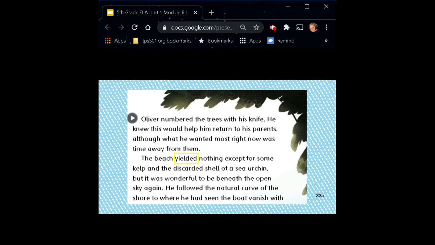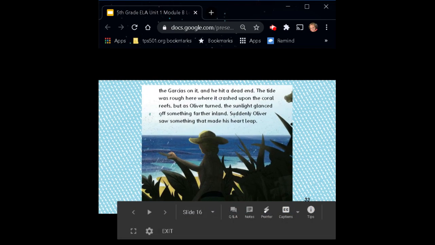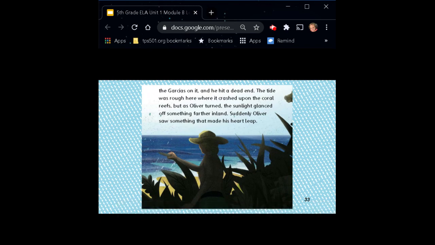That's right. Oliver had gone down to the beach for something. What was it? Although the text didn't tell us, the illustration did. Their food had been taken by the animals, so Oliver had gone down to the beach to see if he could find food. But the beach did not provide any food, did it? Mm-hmm. And then on this page, it said that he suddenly saw something that made his heart leap. What do you predict Oliver saw? If it made his heart leap, I would think he is excited, wouldn't you?